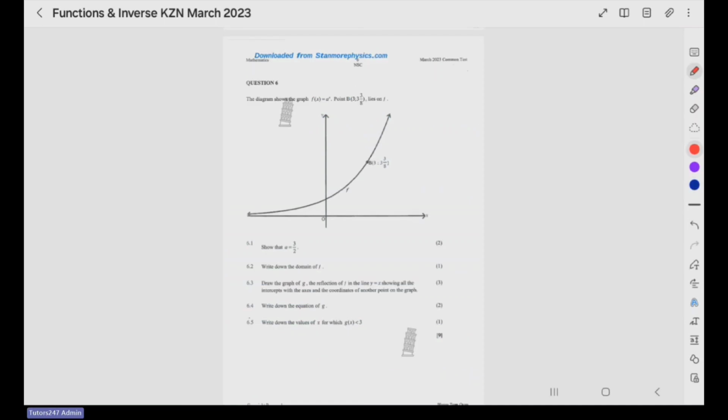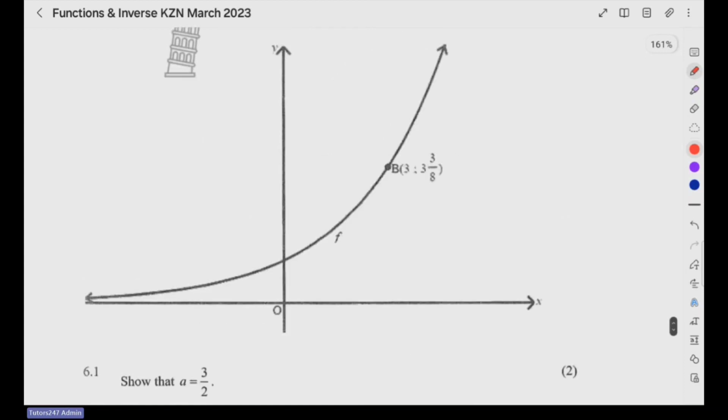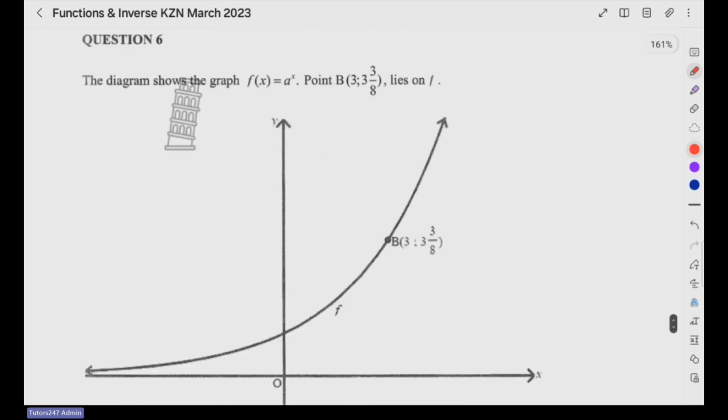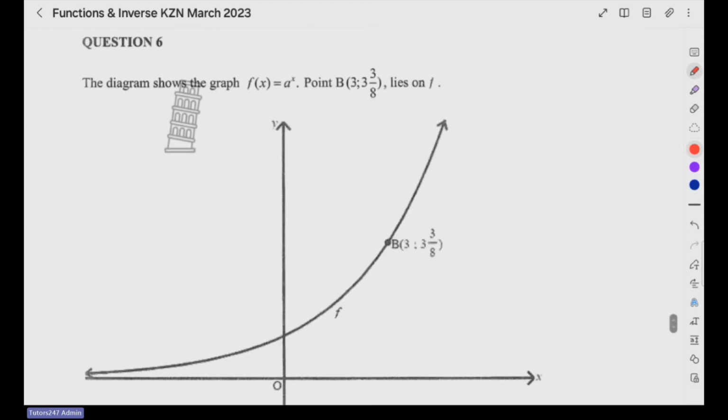Next, let us have a look at question 6. This is the last and final question that we will have a look at in this KZN March 2023 exam paper. So we have question 6 that states, the diagram shows the graph f of x is equal to a to the power x. So we can see that this is an exponential function because x is an exponent.